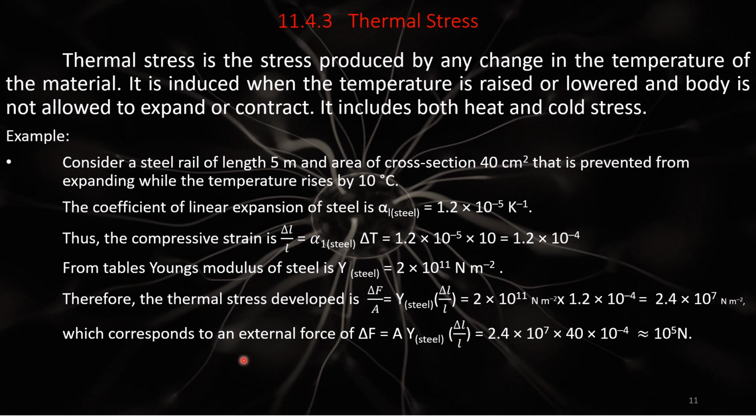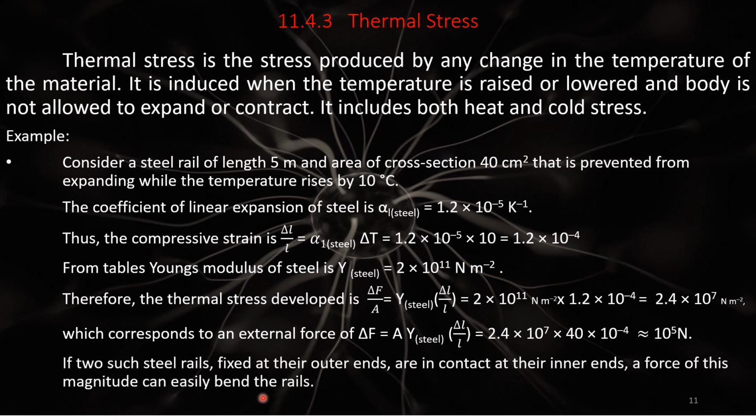Which corresponds to an external force of delta F equal to A into Y steel into delta L by L, which is equal to 2.4 into 10 to the power of 7 into 40 into 10 to the power of minus 4. That is equal to 10 to the power of 5 newtons. If two such rails are fixed at the outer ends or in contact at the inner ends, the force of this magnitude can easily bend the rails. This is an example.